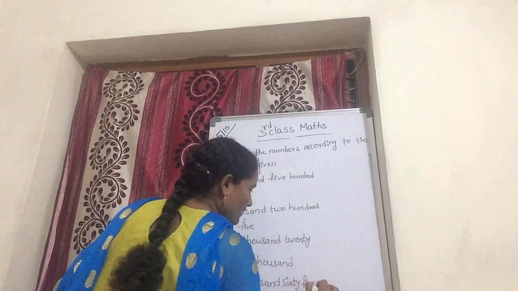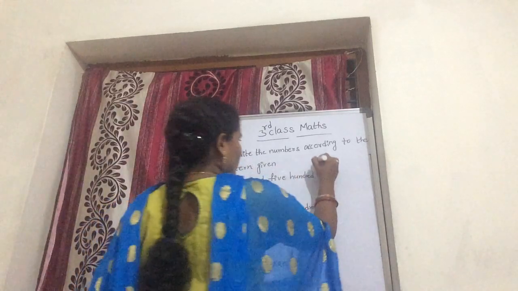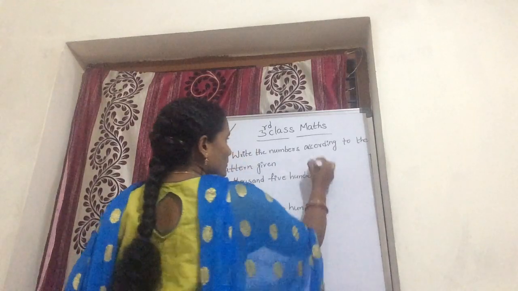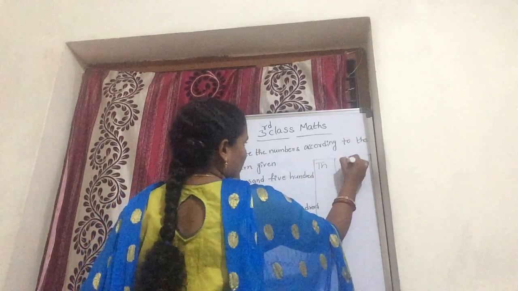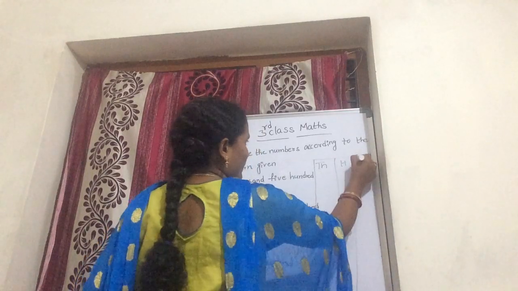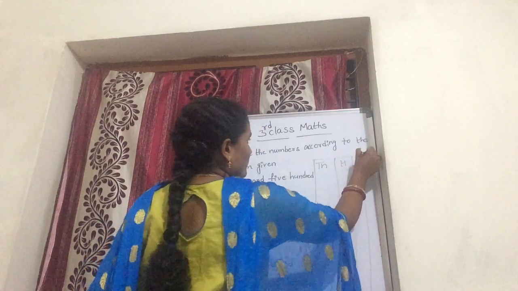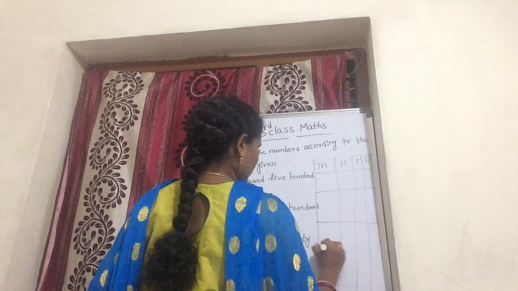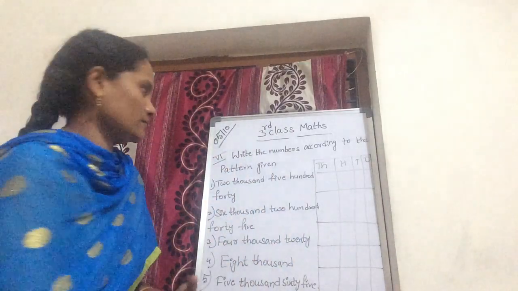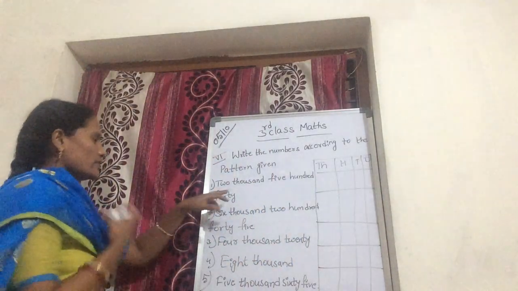5,065. Okay children, you should write this first in thousands, hundreds, tens and ones. Now let's write, first one is what?